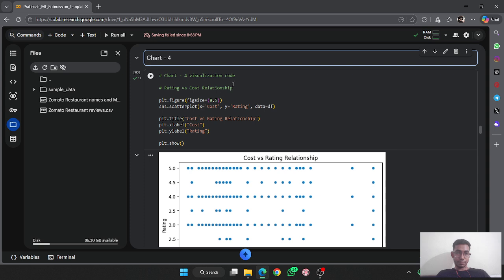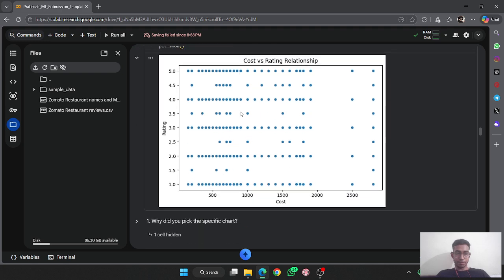Chart 4, rating versus cost relationship. This chart analyzes the relationship between restaurant cost and ratings. From this visualization, we can observe that higher cost does not necessarily guarantee higher ratings.